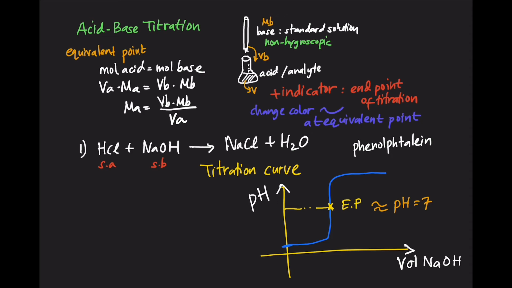So if we take a look at this titration, actually we have 3 different points. We can have the point A, so before the equivalent point, and then we have the point B, which is at the equivalent point, and the point C. Let's take a look at each of the points.